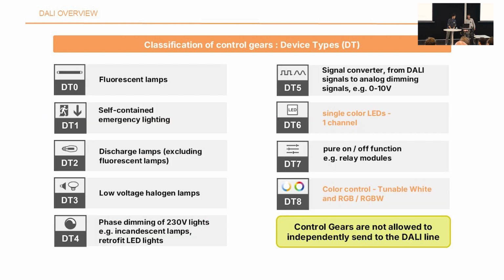So in DALI, devices get categorized with device types. Some of the most important ones are device type 1 for self-contained emergency lights, device type 4 for phase dimmers of 230 volt lights, then we have device type 6 for single channel LED drivers, and device type 8 for multicolor RGBW and CCT lights.